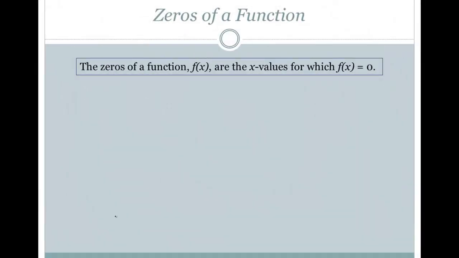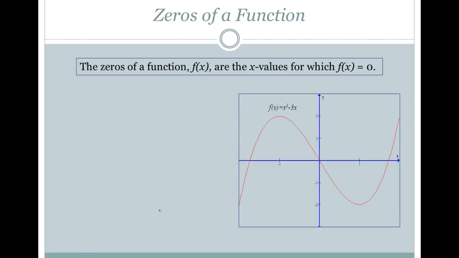Let's talk about the zeros of a function. I think you're somewhat familiar with this, but let's talk about it anyways. The zeros of a function are the x values for which f of x is equal to 0, or the x locations where we have the x intercepts. So let's look at a graph here and find out where the zeros are.